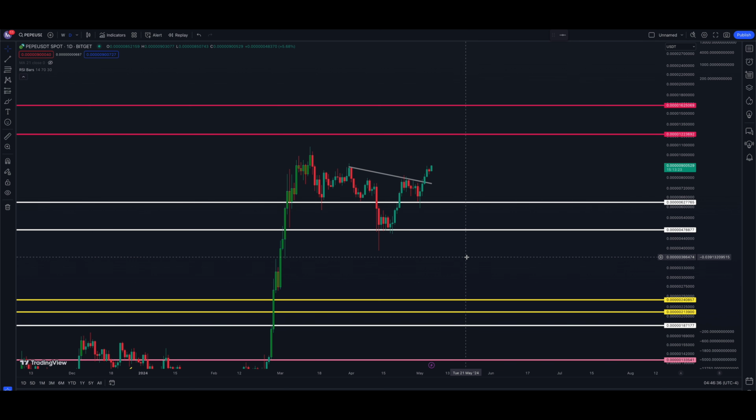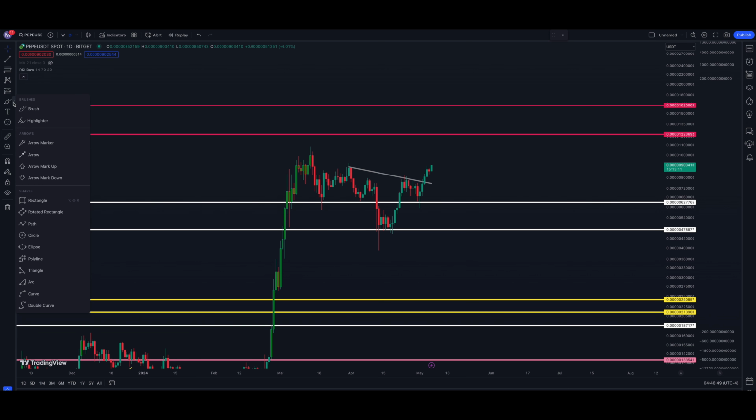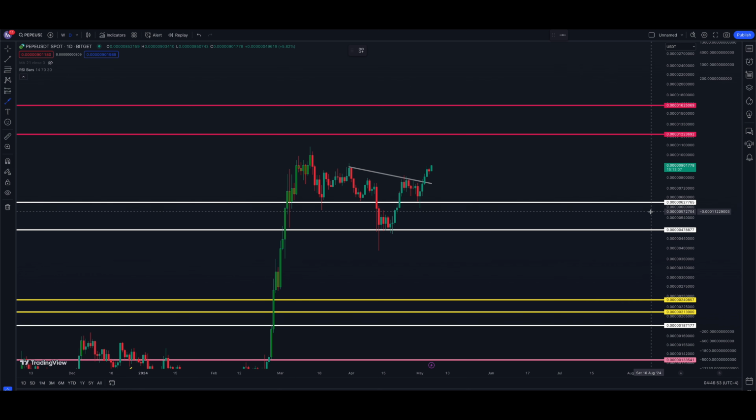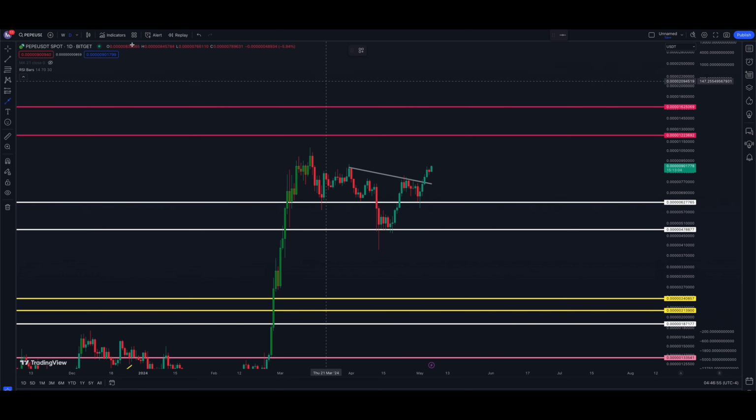Ticker symbol PEPE-USDT. So this will be Pepe/Tether USDT. This will be a daily chart. This will be the Bitget data here. All right, so let's take a look back on the charts just briefly.